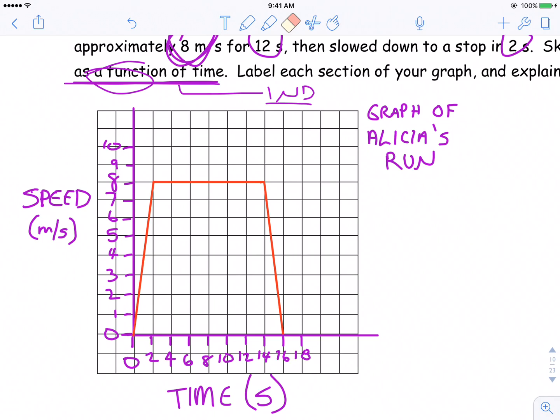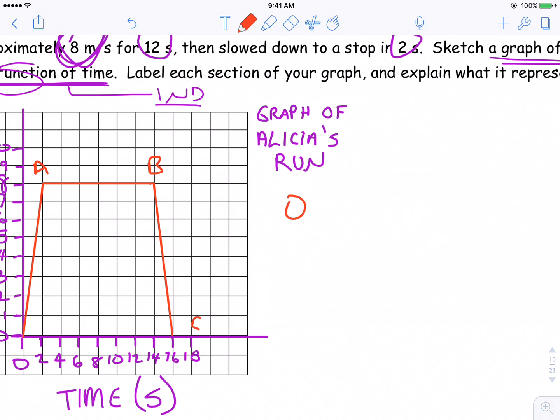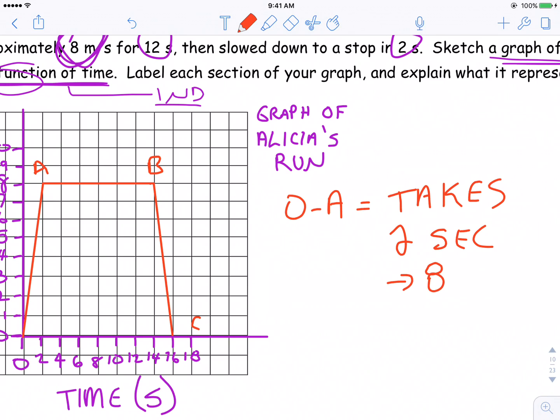And then we just have to describe what happens. Well, what happens from 0 to A, to B, and then to C? So from 0 to A, what happens? It takes her 2 seconds to reach a speed of 8 meters per second. And we are assuming that this is constant because we have a straight line.